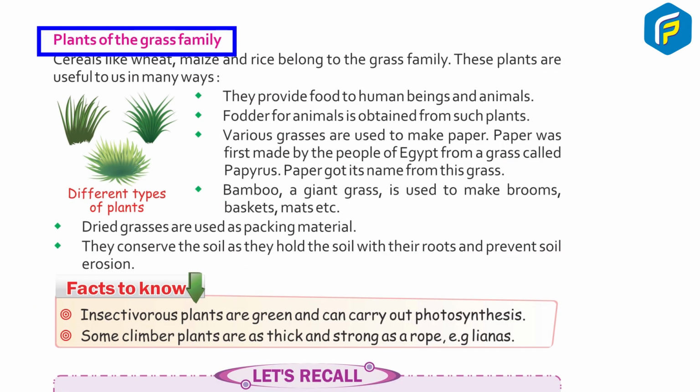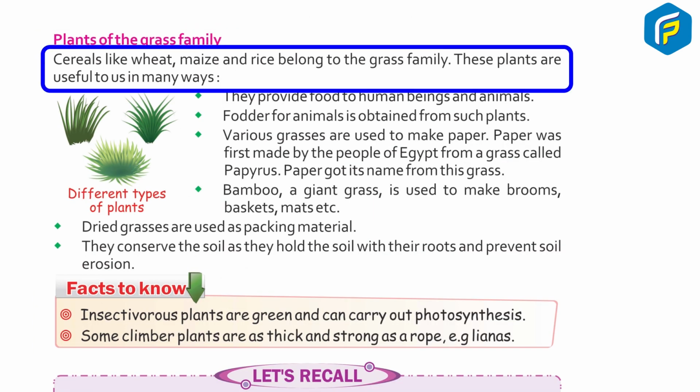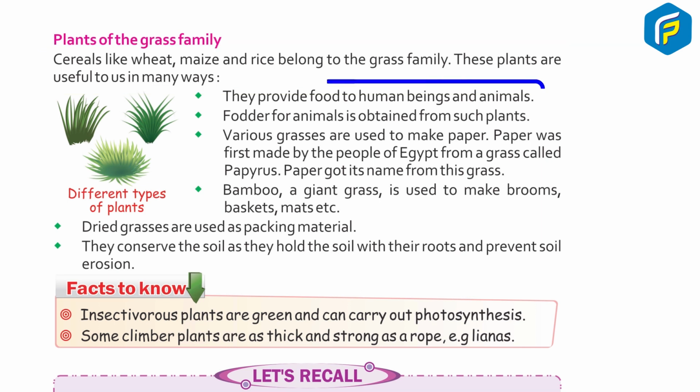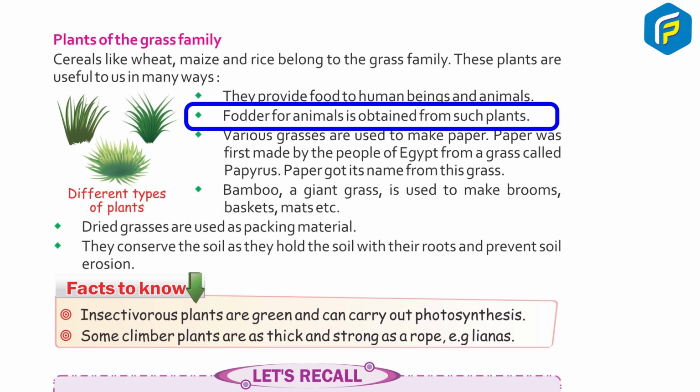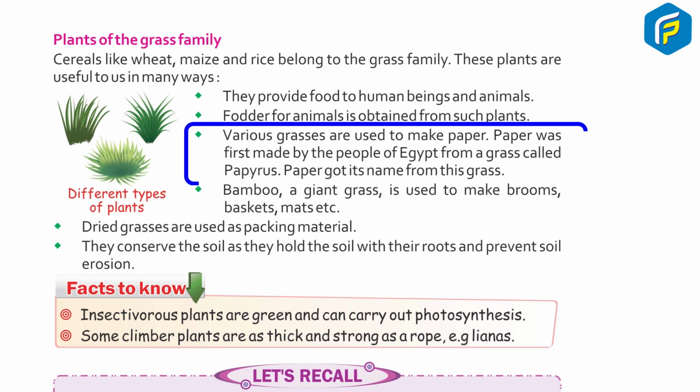Plants of the grass family. Cereals like wheat, maize and rice belong to the grass family. These plants are useful to us in many ways. They provide food to human beings and animals. Fodder for animals is obtained from such plants. Various grasses are used to make paper. Paper was first made by the people of Egypt from a grass called papyrus.